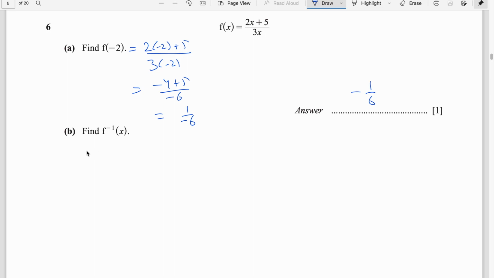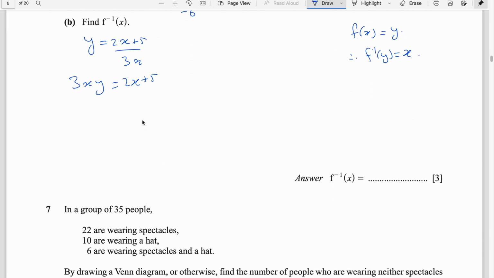Find f inverse. Let y is equal to 2x plus 5 by 3x. Now I have to make x the subject. Let f of x is equal to y. Therefore, f inverse y would be equal to x. That is why I have to make x the subject. Multiplying these two is 3xy is equal to 2x plus 5. Making x the subject. 3xy minus 2x is equal to 5. Take x common. x times 3y minus 2 is equal to 5. X is equal to 5 by 3y minus 2.